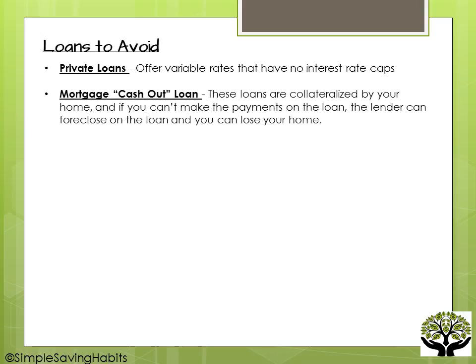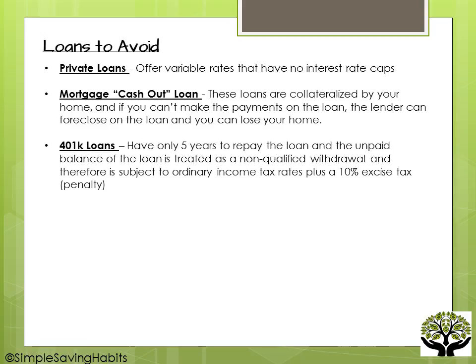A mortgage cash-out loan is a new loan. It replaces your old mortgage and becomes your new first mortgage. Closing costs are required when you refinance a mortgage. These loans are collateralized by your home, and if you can't make payments, the lender can foreclose on the house. 401k loans: if you withdraw funds from your 401k before you are 59 and a half, you may owe a 10% premature distribution penalty on the withdrawal. This penalty is in addition to income taxes you will owe on the withdrawal. You only have 5 years to repay the loan, and it will ultimately impact how much you have for retirement.